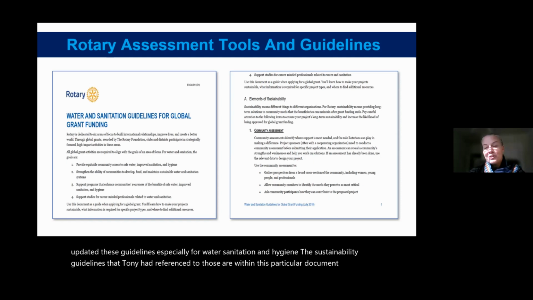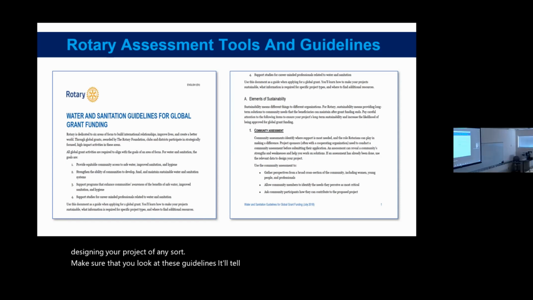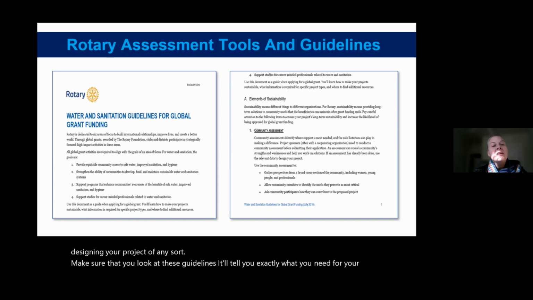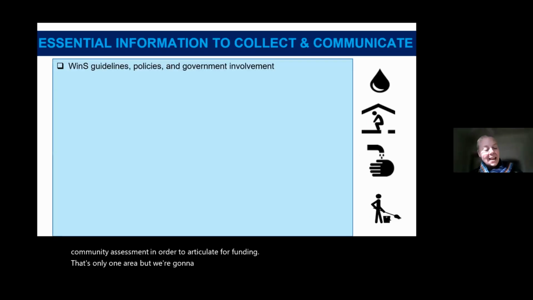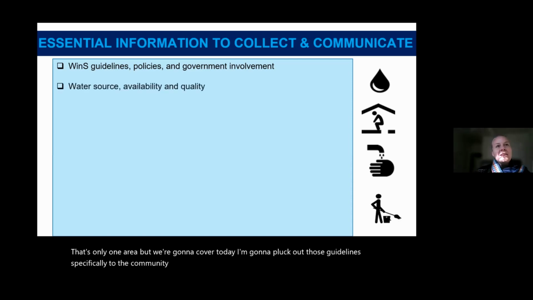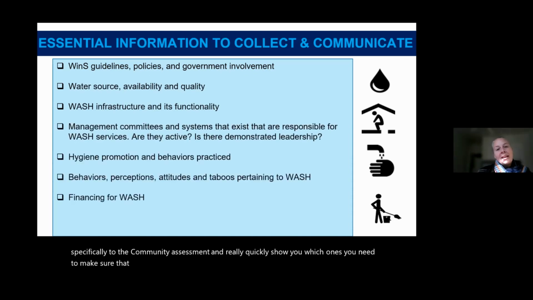So there should be no questions. As you're writing your grant, or an application, or designing your project of any sort, make sure that you look at these guidelines. It'll tell you exactly what you need for your community assessment in order to articulate for funding. That's only one area, but we're going to cover it today. I'm going to pluck out those guidelines specifically for the community assessment and really quickly show you which ones you need to make sure that you include in your application.